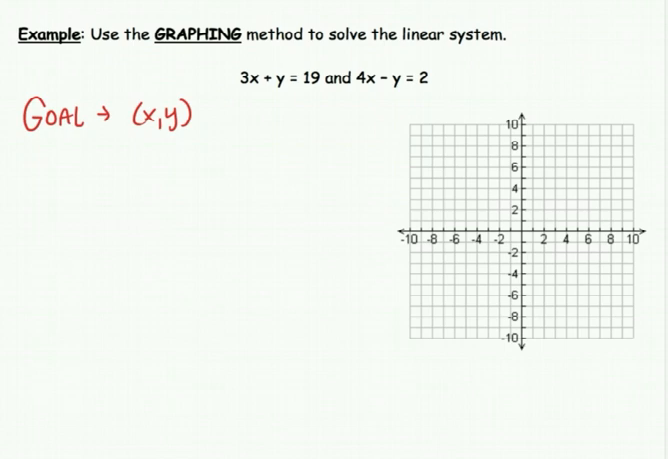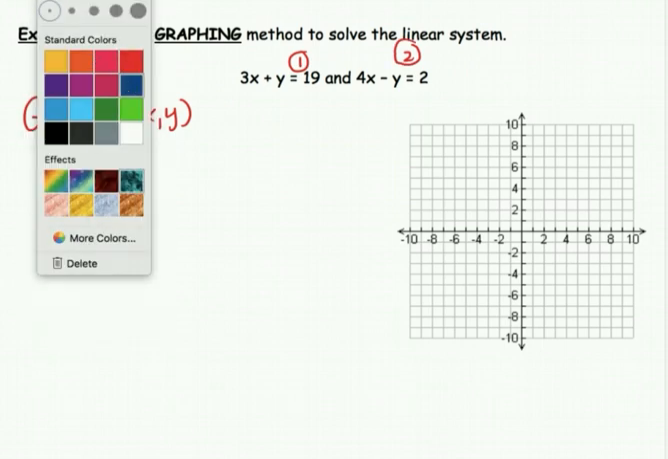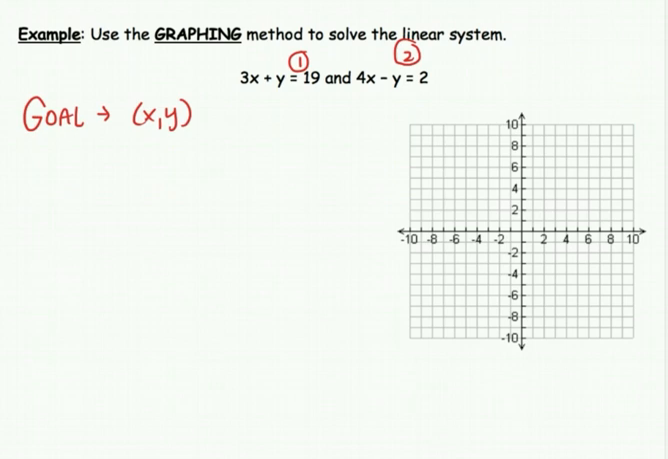Let's start off with the first equation here. This is equation 1, equation 2. I'm analyzing both of them right now, and I'm thinking I need to make them both equal to y equals mx plus b form so that I can graph them on the graph there. So let's start with equation number 1.